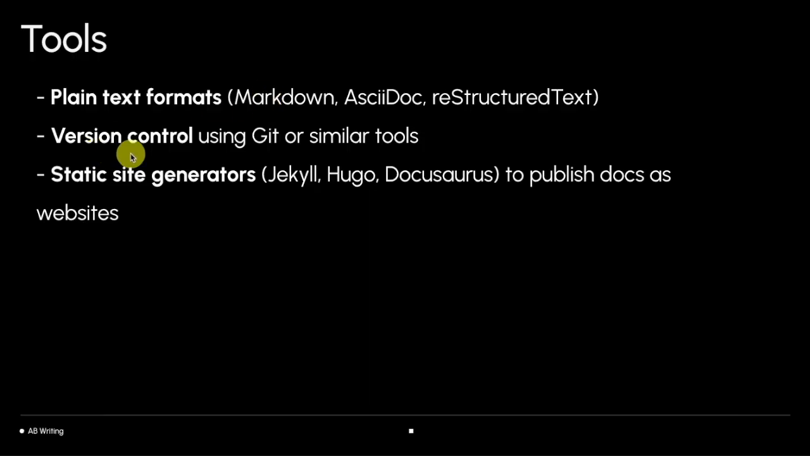Version control using Git. I already said this. GitLab and GitHub are some of the tools that you can use to make Git easier on yourself. Static site generators that help you do the final work. And remember, this is hardly a technical writer's job, but if you want to extend your skills, being part of a publishing team within a technical writing team is always a plus. So there are multiple static site generators, Jekyll, Hugo, Docusaurus. We'll mostly stick with Jekyll to publish docs as websites.